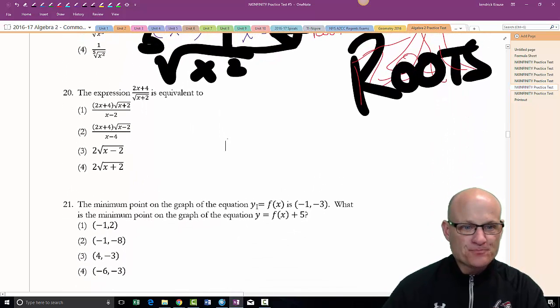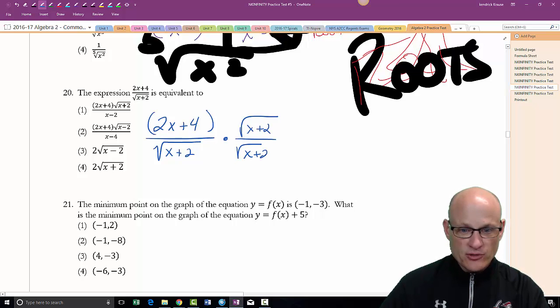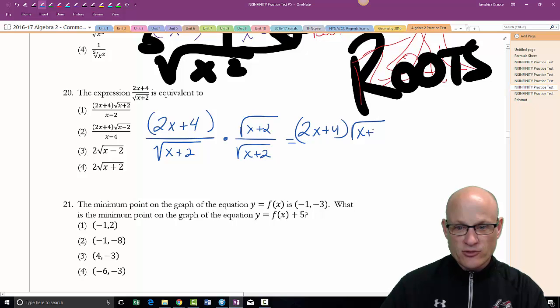So here's the problem with this one. We're not really supposed to have radicals in the denominator. So more than likely, all they did was simplify by rationalizing the denominator. My guess is we're just going to do this. You're going to multiply by this radical, the square root of x plus 2. All right, so by doing this, in the numerator, I get 2x plus 4 times the square root of x plus 2 all over.